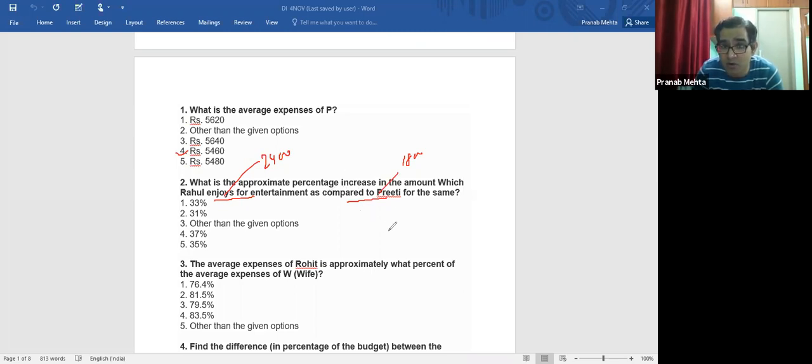Remember the percentage I've taught you: with whatever value you compare, that becomes the base. Rahul's increase in the amount means the top part is the difference. So the difference between 2,400 and 1,800 is 600, into 1,800, into 100, which is nothing but 33.33%. Yes, you can go with 33%.